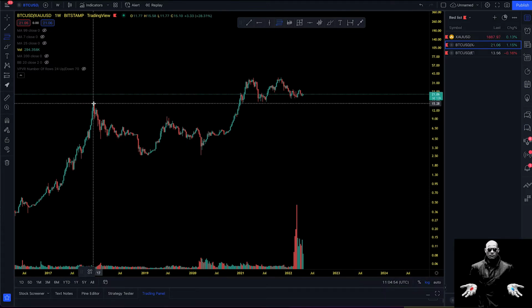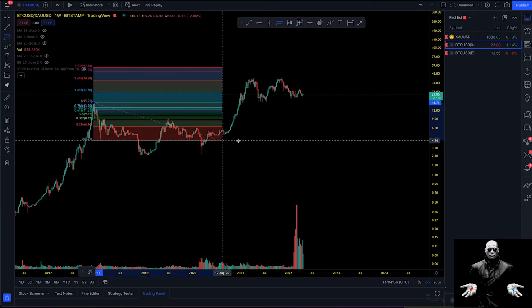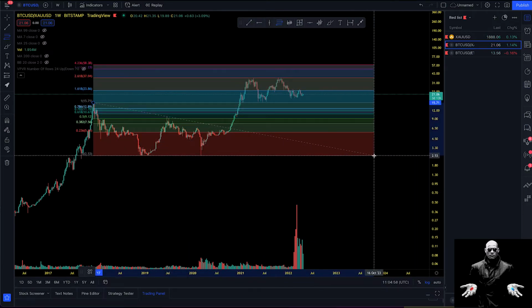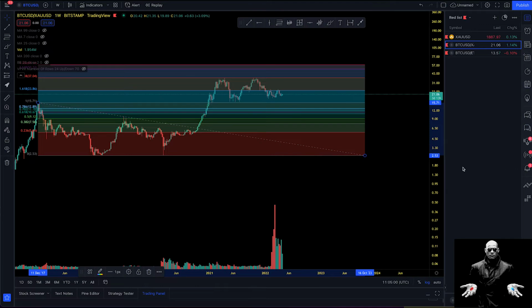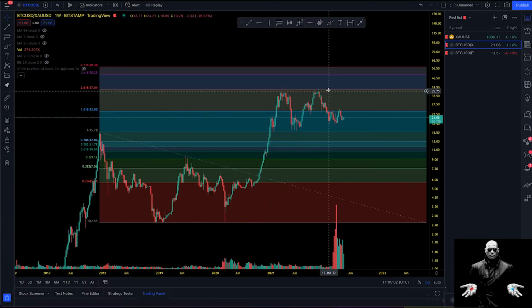Now, if you go to the top of the previous bull run to the bottom of the bear market, guess what, guys? You can see that on the Bitcoin versus gold chart, Bitcoin couldn't pass the 2.618 retracement level. Now, for Bitcoin to pass this level, we'll probably have to see mad prices in Bitcoin. Bitcoin would probably go above 100k, because the price of gold is also increasing as the price of Bitcoin is increasing.